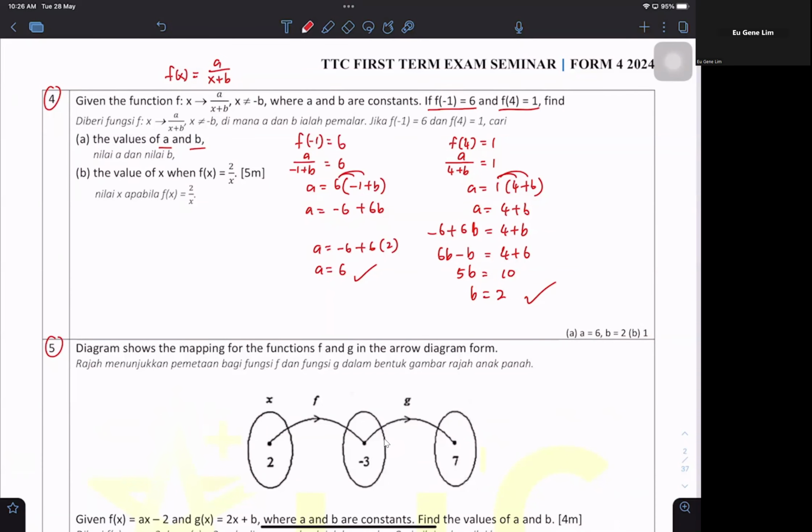Understand? So that's why I tell you, every time you see these two things, confirm substitution already. Confirm substitution.